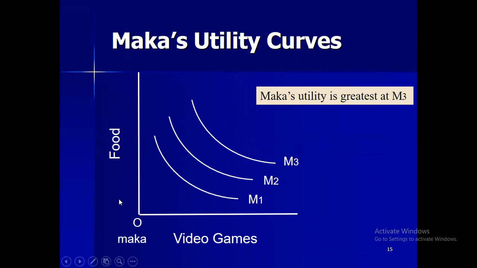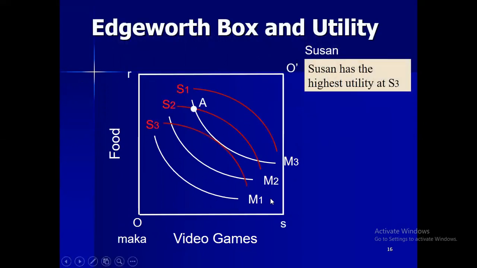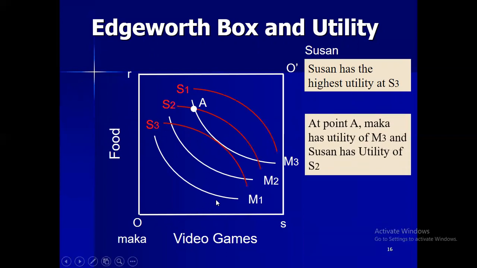This is food and this is video games for Makkah. Now this is for Susan, and if we combine Susan and Makkah, it becomes like this. This is the utility curve of Makkah. This is the utility curve of Susan. The farther from the origin, the greater the utility. The farther the indifference curve, the greater the utility, right? Let's suppose this is the point where you can see two indifference curves intersecting. Susan has the highest utility level at S3. Makkah has the highest utility level at M3. Okay?